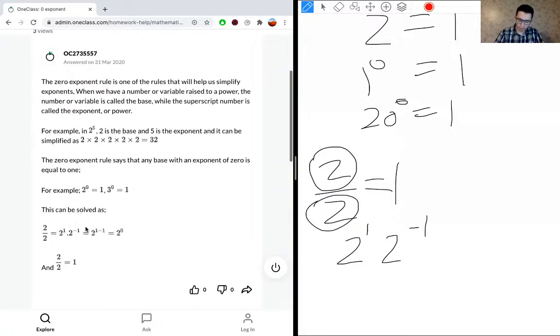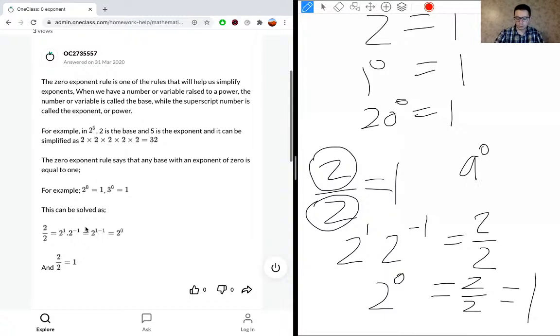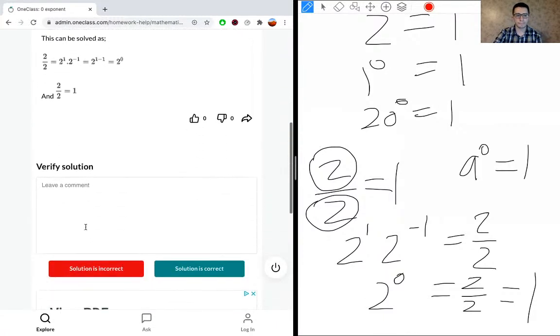So this is equal to 2 over 2. And then if we add the exponents, because they're being multiplied together, we would end up with 2 to the power of 0, which would still be equal to 2 over 2. And we know 2 over 2 is equal to 1, so is 2 to the power of 0. They're both equal to 1. So a to the 0, any number to the power of 0, always equals 1. This is a very important rule to know when you're simplifying variables and equations. So this is the correct explanation. Great job.